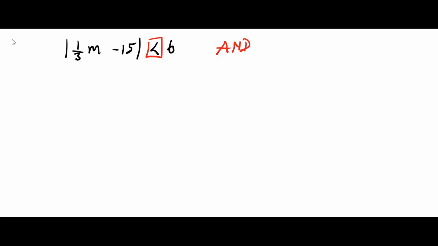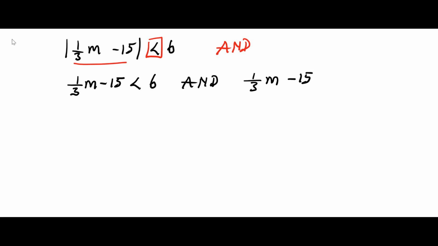And there are two ways of doing this. You can also extract the values, extract this, and it becomes 1/3 m minus 15 is less than 6, and 1/3 m minus 15: reverse the inequality sign, is greater than, and then change 6 to -6, greater than -6.